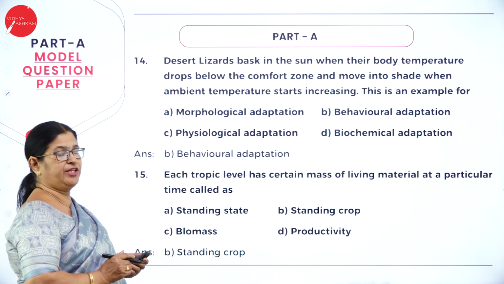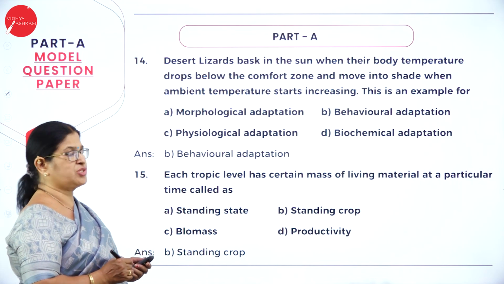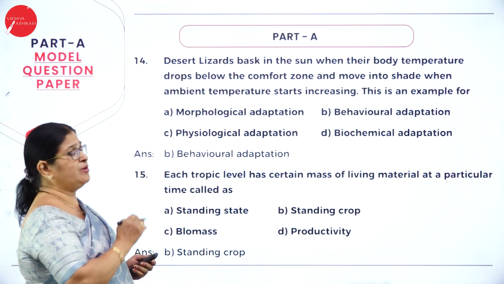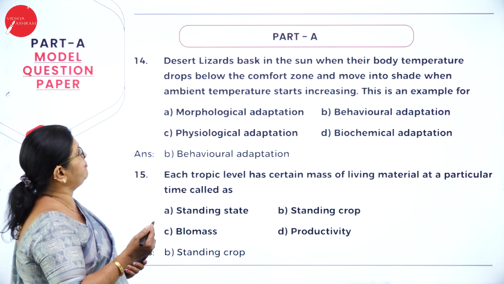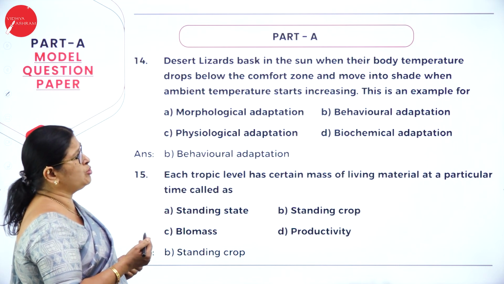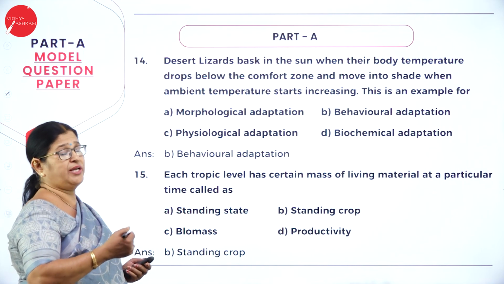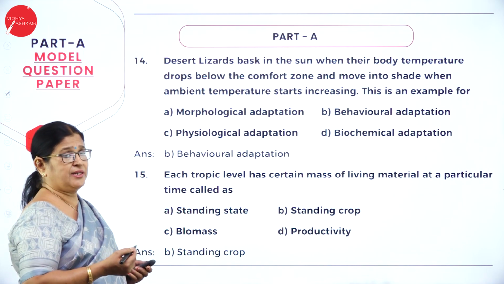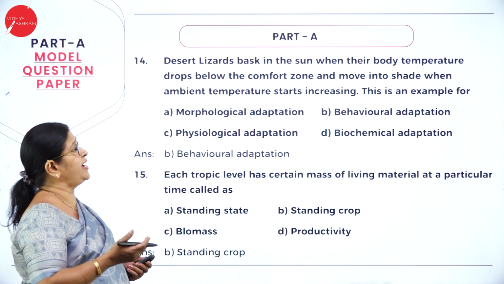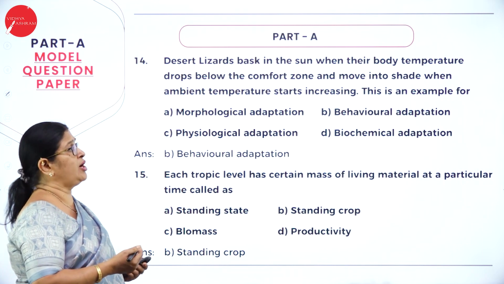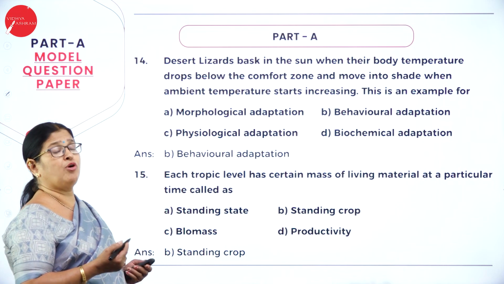Moving on to the 14th question of part A, the first main question of part A, that is the multiple choice questions. Question number 14: Desert lizards bask in the sun when their body temperature drops below the comfort zone and move into shade when ambient temperature starts increasing. So when it is cold, they go and bask in the sun to feel warm. At the same time, if the temperature is very high, they go into the shade. So what do you call this behavior of this desert lizard? This is an example of what type of adaptation?